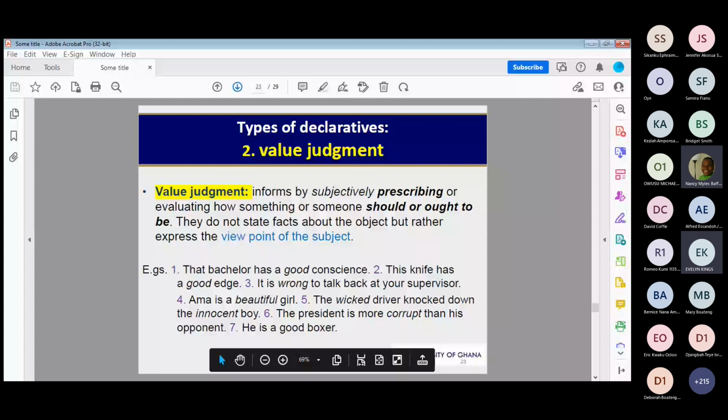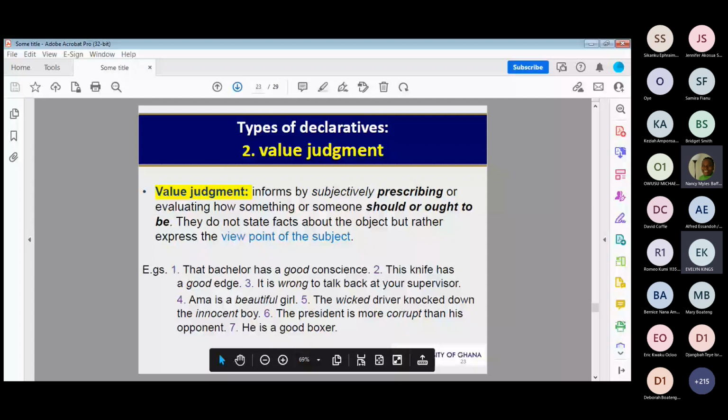Okay? So if people introduce those terms, wicked, innocent, corrupt, wrong, look on my screen, I've italicized them, good, etc. Those are value terms. They make the statement, remember it is already a statement, a declarative, but it turns the statement into a value judgment. When you use valueless expressions, then it becomes a factual statement.